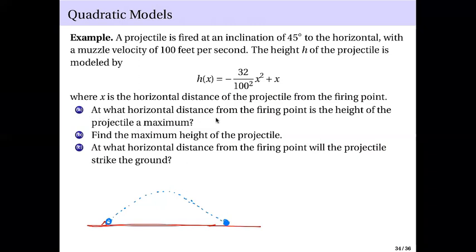So the question is, at what horizontal distance from the firing point is the height of the projectile a maximum? This is the maximum height, assuming that the vertex is at this point. So you are asked to find the value of x in here. That's for letter A. At what horizontal distance? So from here up to this. So this is x units. And this is what we want to find.